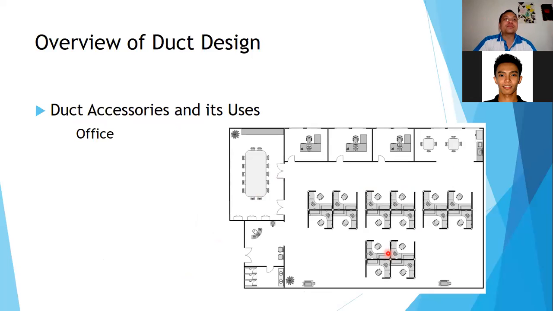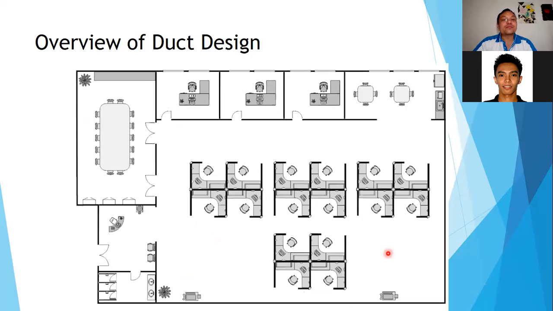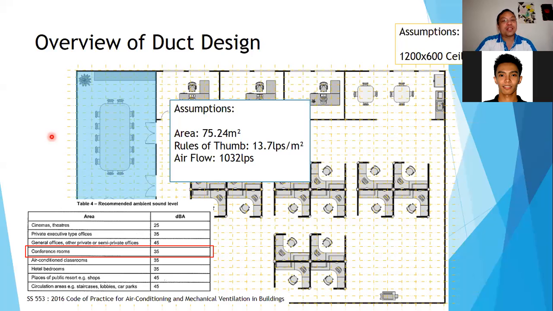So all these duct accessories, where will we see and where will we use them? For example, this office space, I'll just blow it up for you so you can see better. Assuming we have this conference room, and assuming this conference room is 7.25 square meters. From part 1 of this ACMV series, we have the rules of thumb, so we can safely calculate that this conference room would require an airflow of 1,032 liters per second.